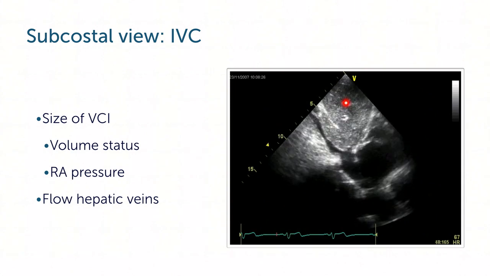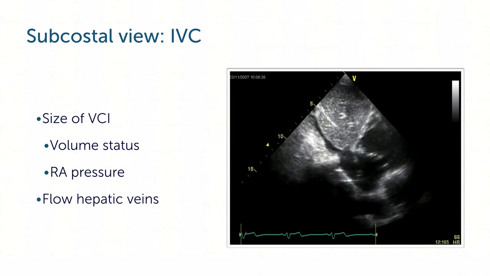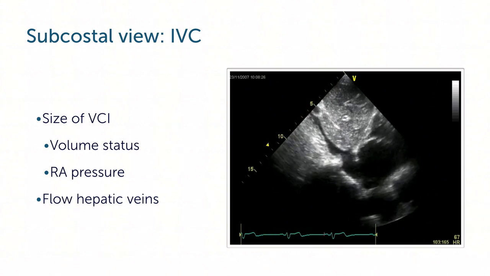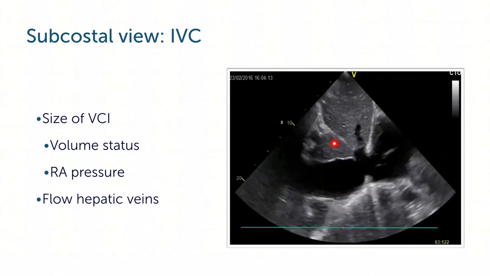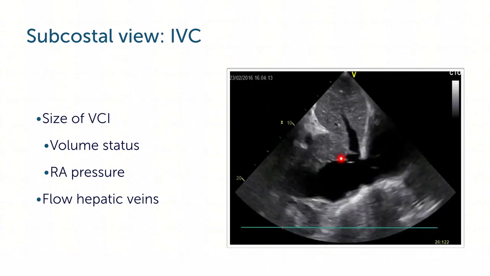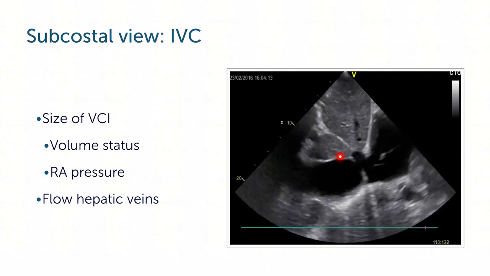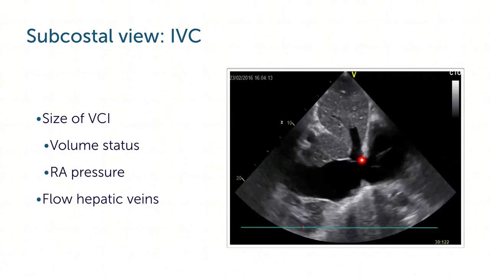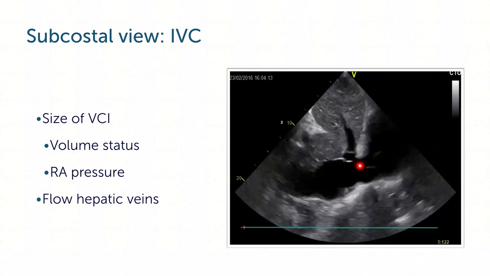And also to look at flow in the hepatic veins. Take a look at the width of the IVC in this patient and compare it to this patient. I guess it's easy to see that the IVC is massively dilated here. So this patient definitely has elevated right atrial pressure. Note also that the hepatic veins are dilated.